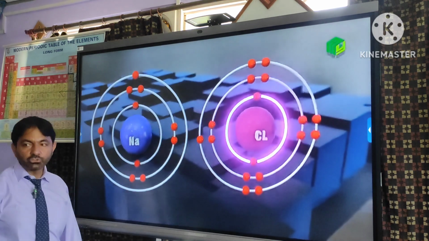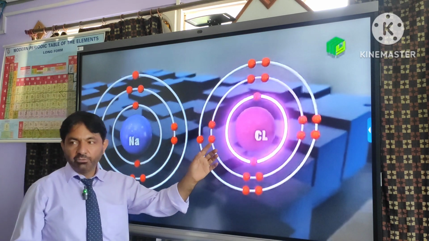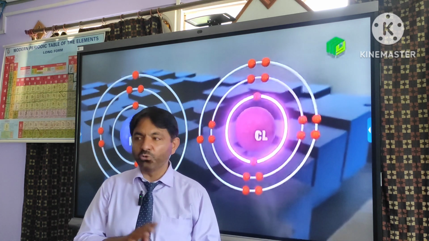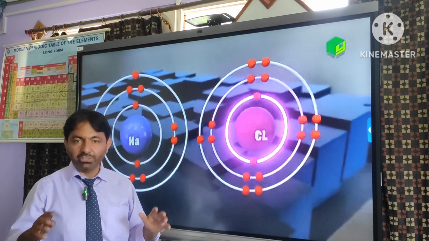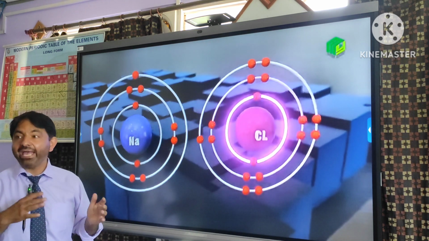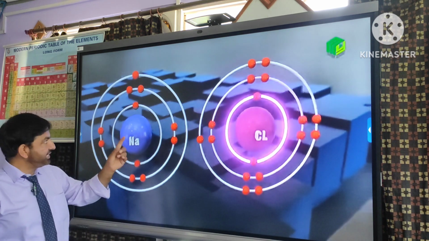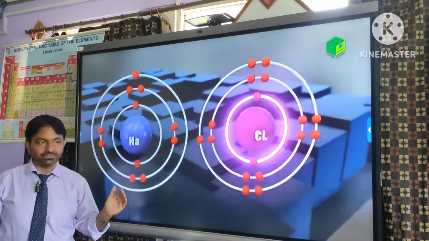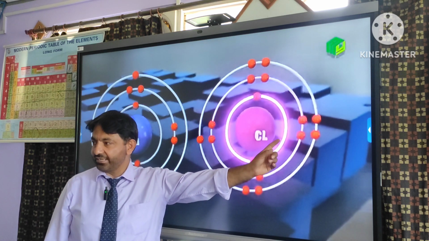Look, now we have two elements, sodium and chlorine. Two minutes ago, what did we see? The reaction of sodium with chlorine. Now we are going to see what is actually happening, why elements react. So, dear students, this is sodium. Its atomic number is 11, and this is chlorine. Its atomic number is 17, right?